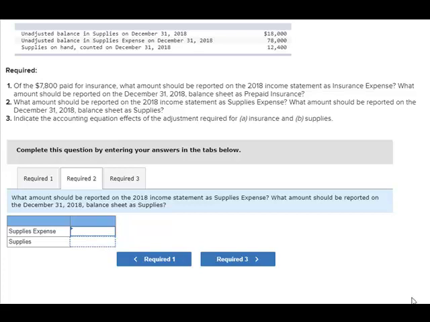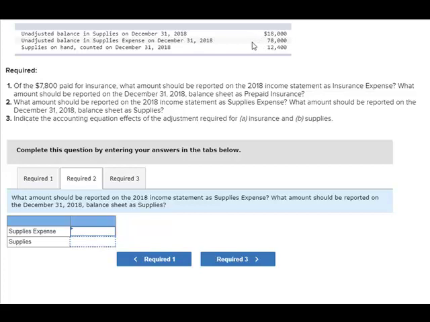Question 7 is a little confusing because not only is Connect in part 2 giving you the unadjusted balance of supplies at the end of 2018 and the actual amount of supplies at the end of the year, but it also has this number in the middle, the unadjusted balance in supplies expense, and that's as of the end of 2018. In other words, this company has already recognized a bunch of supplies expense during this year.